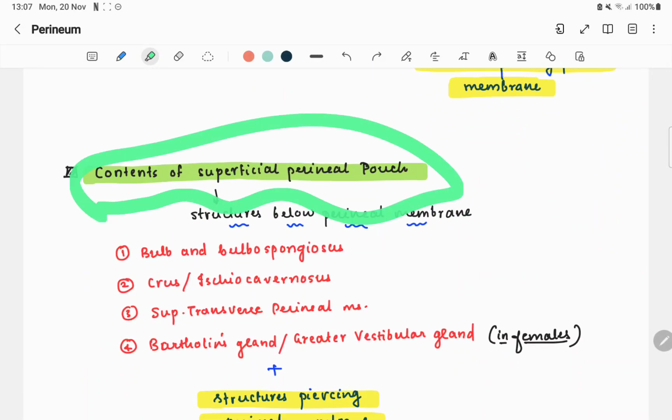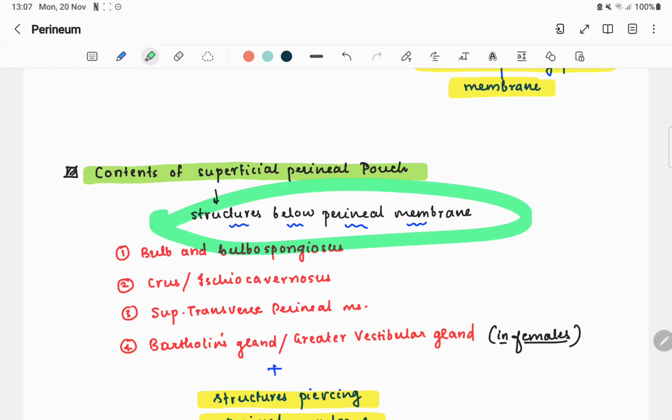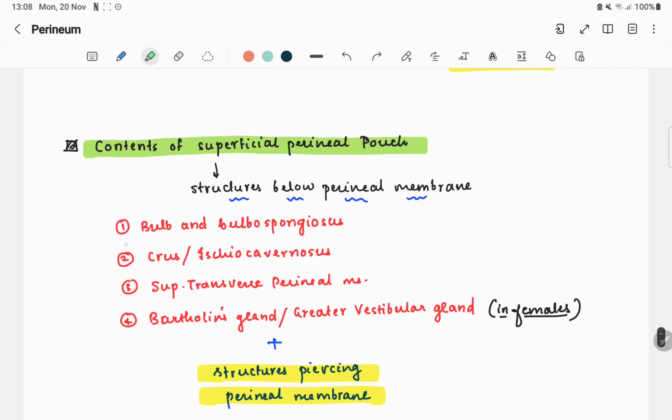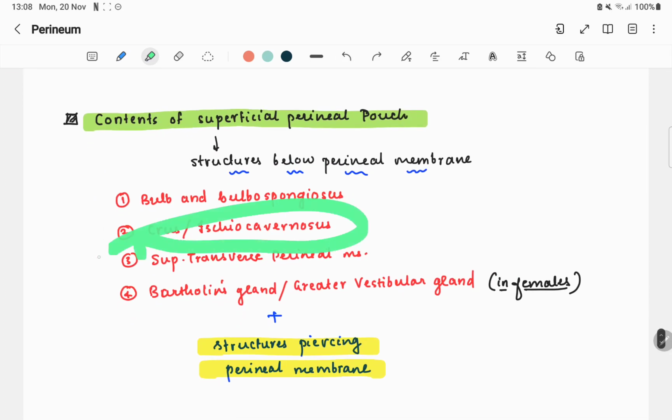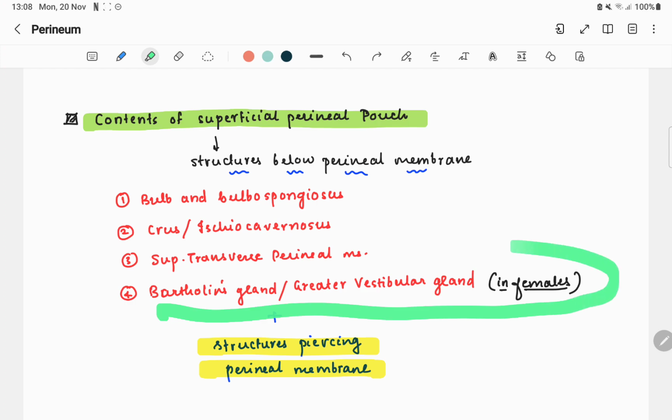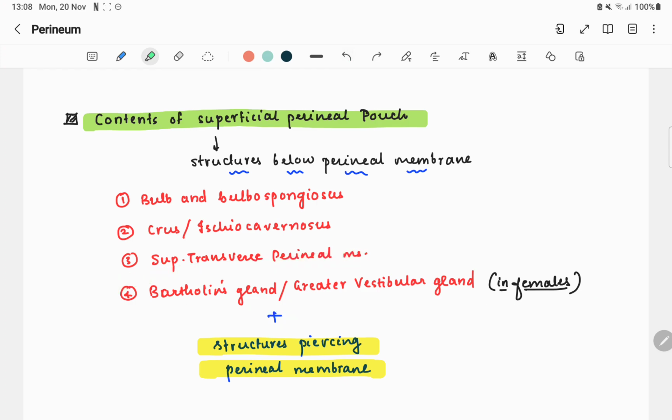Contents of the superficial perineal pouch. These are the structures present below the perineal membrane. We have the bulb and the bulbospongiosus muscle, the crus and ischiocavernosus, your superficial transverse perineal muscle, and the Bartholin's gland, the analog of Cowper's gland in the female. Bartholin's gland is the greater vestibular gland. These are the structures below the perineal membrane.